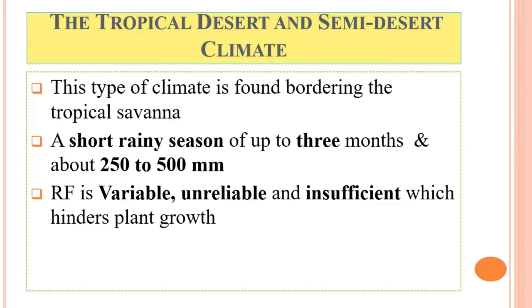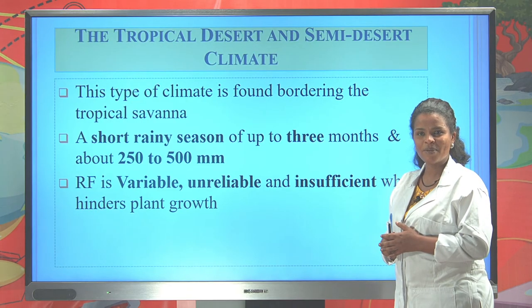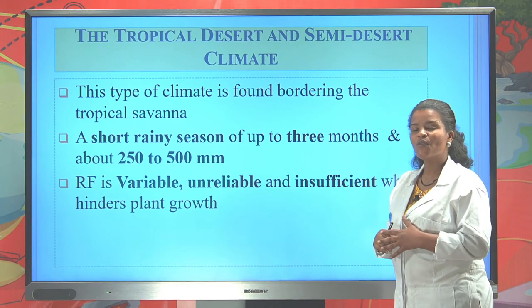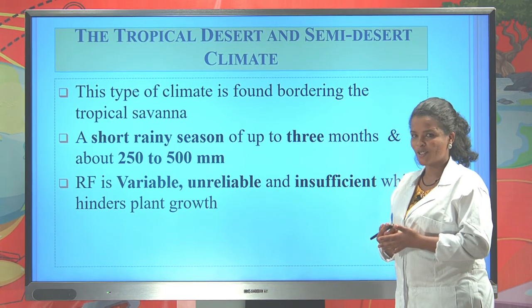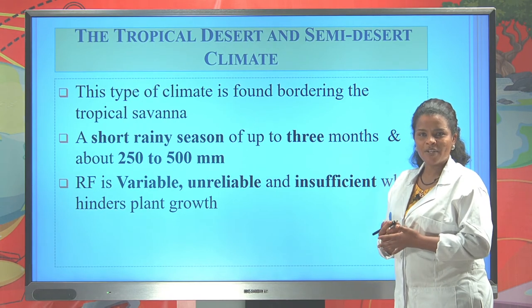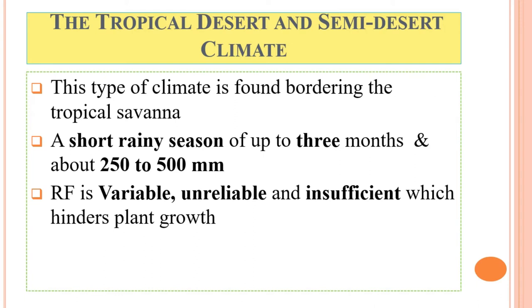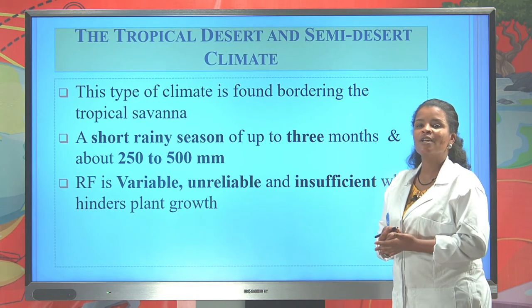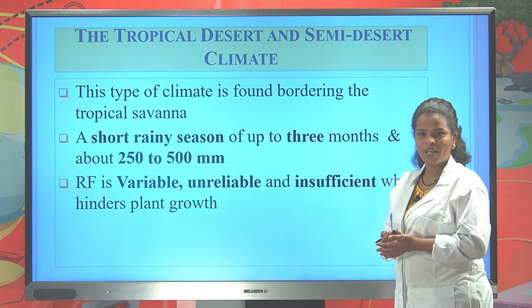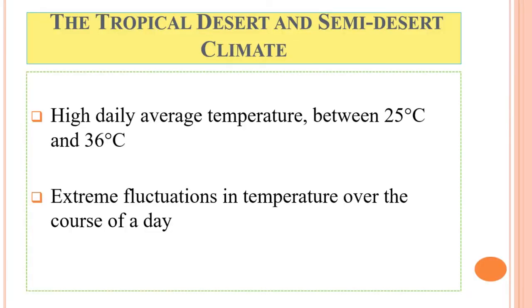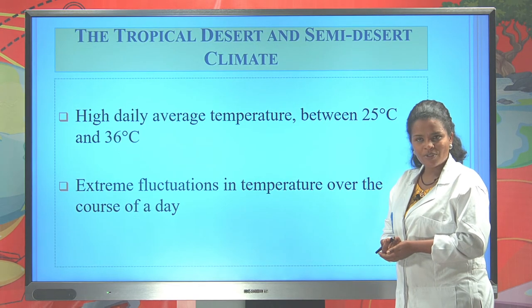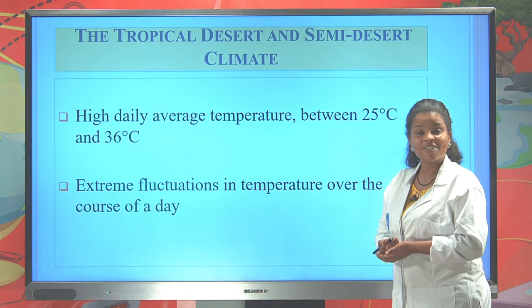The third type of climatic region of Africa is the desert and semi-desert climate. Desert is formed because of different factors, for example, because of their location, because of the influence of ocean, and so on. So the desert climate of Africa is found bordering the tropical savanna. It has a short rainy season of up to 3 months, and rainfall is between 250 to 500 millimeters. The rainfall in this region is insufficient. It has high daily average temperature, between 25 degrees up to 36 degrees Celsius. Within 24 hours, the temperature of the desert has great variation.